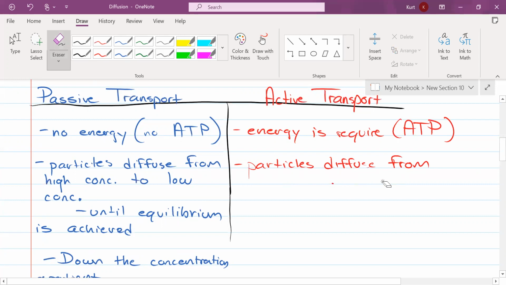From low concentration to high concentration. So the best way I could describe this is, imagine if I could take all the food coloring out of that water and put it back into the dropper. That would be going from a low concentration to a high concentration. You're making a high concentration even higher. So we're going up the concentration gradient.